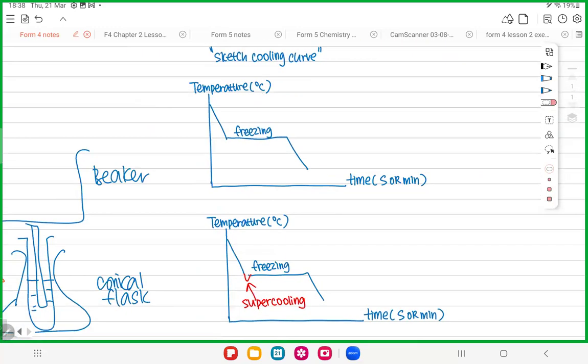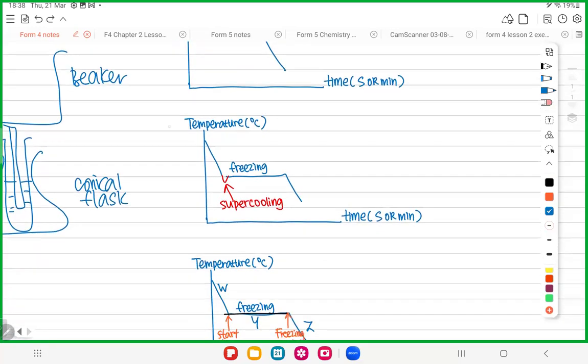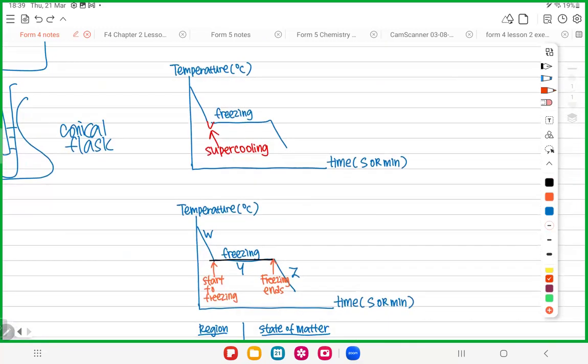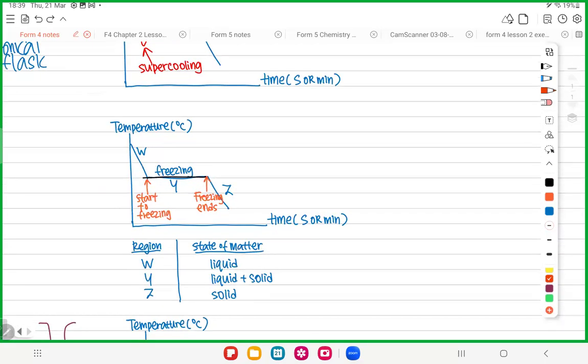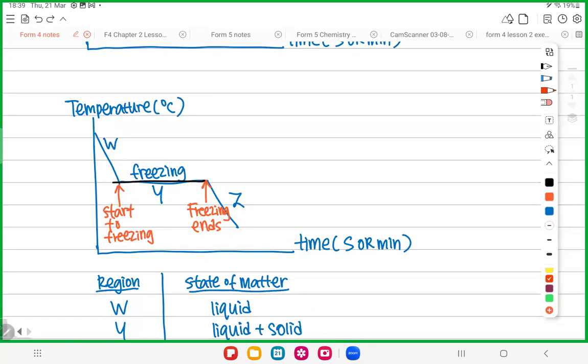Now the cooling curve. This is the normal cooling curve. This is the cooling curve which has the supercooling process. Now let's see what is happening. Same thing: let's say today I want to do a simple freezing process. You should know that here, freezing has not started yet.